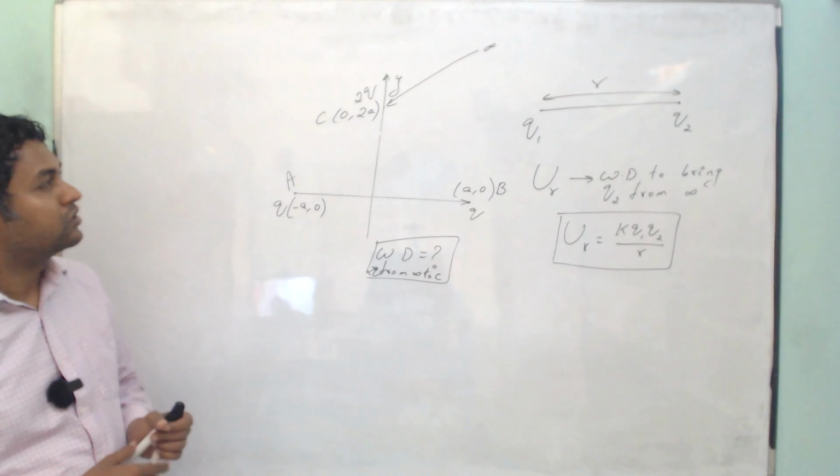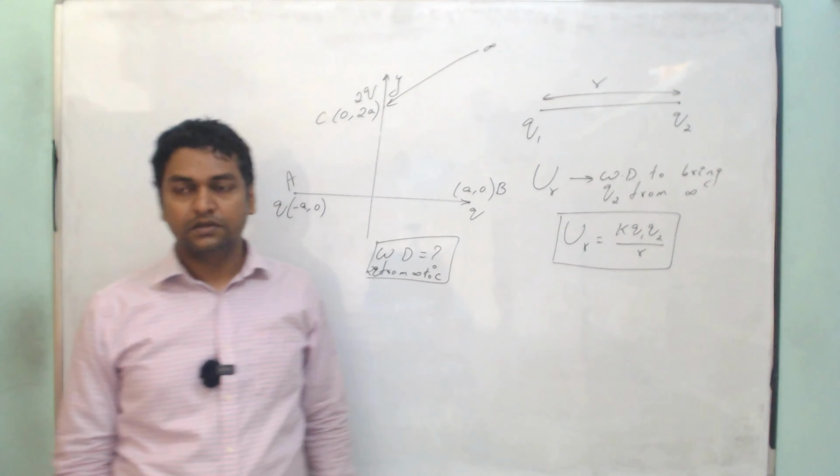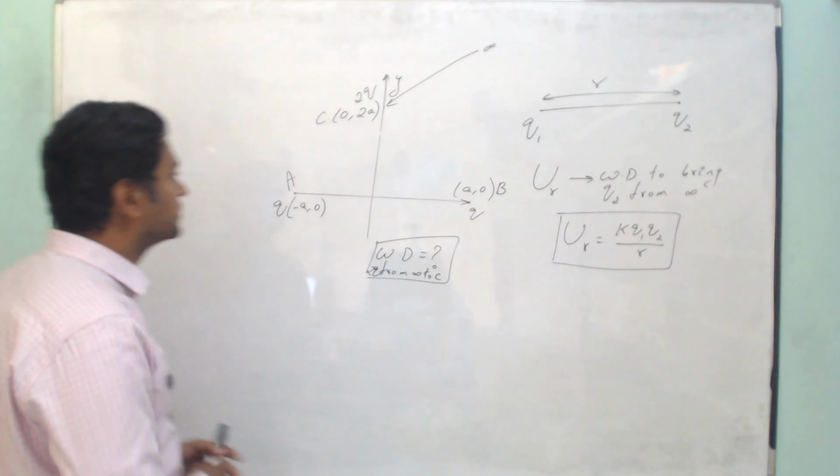So I'll just solve this one. The same situation is happening here with two charges. The work done to bring a charge from infinity to this particular point is the same as the electrostatic potential energy of these two charges. Similarly, the work done to bring this charge from infinity to this point is the electrostatic potential energy of these two charges.